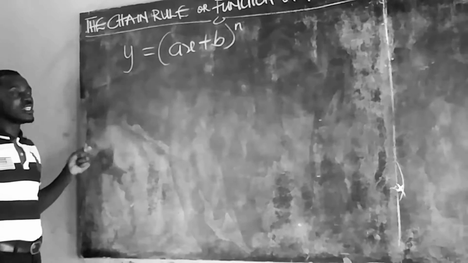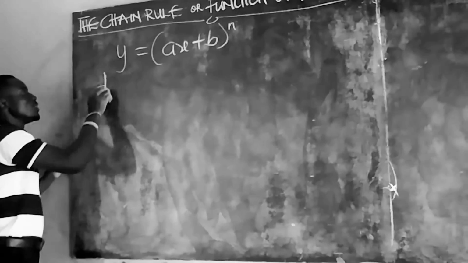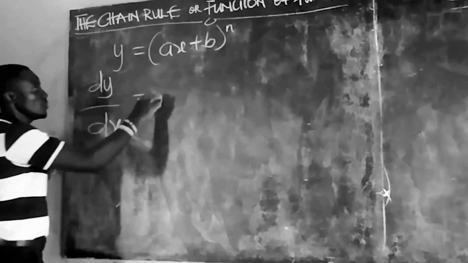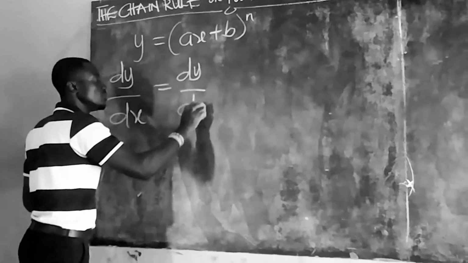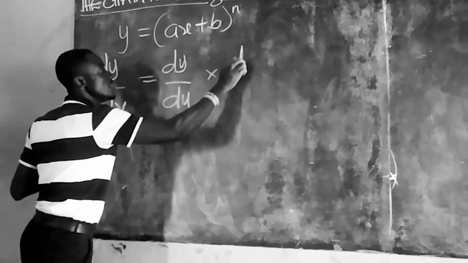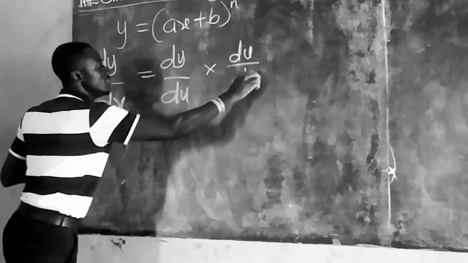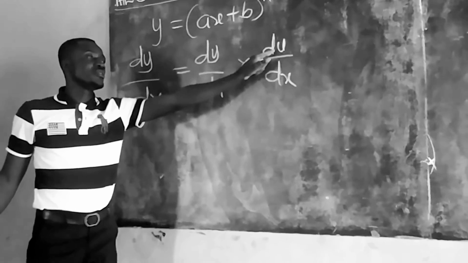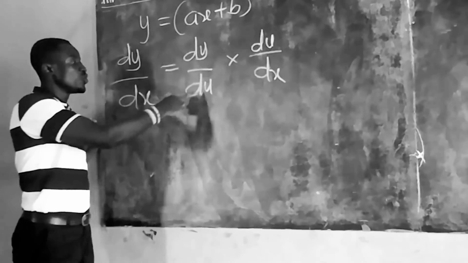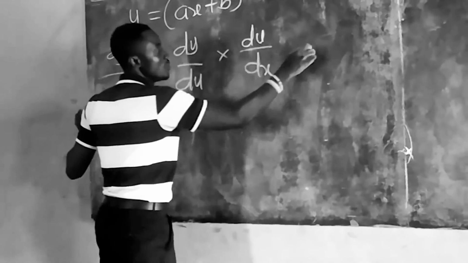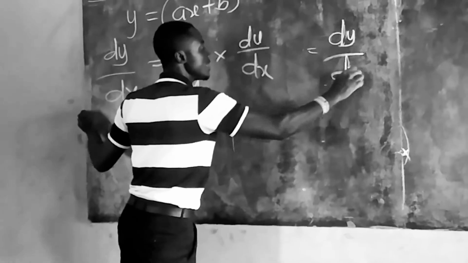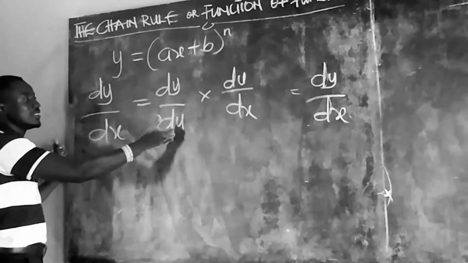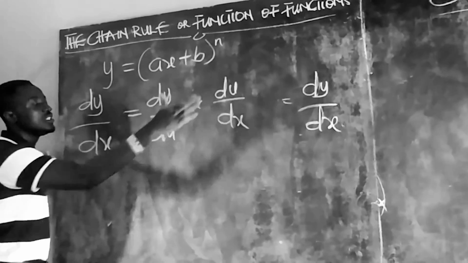So using the chain rule to differentiate this function, your dy/dx will be equal to dy/du times du/dx, so that at the end du will cancel du, and you will get dy/dx. If du cancels du, you will still get your dy/dx. So take note that dy/dx can be split as dy/du times du/dx.